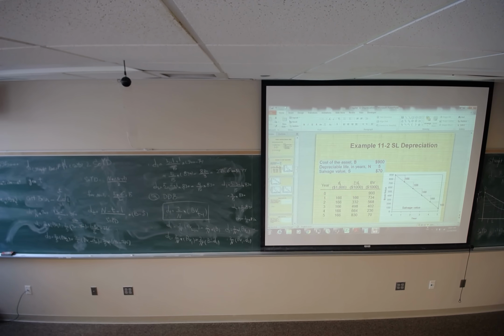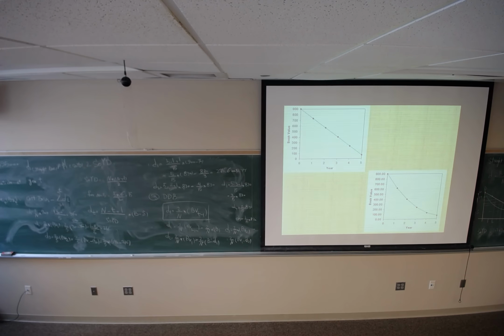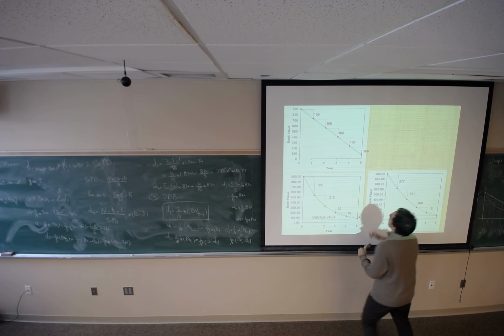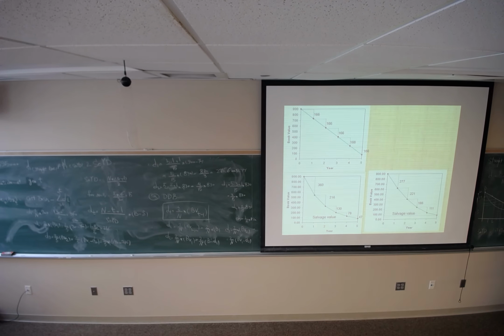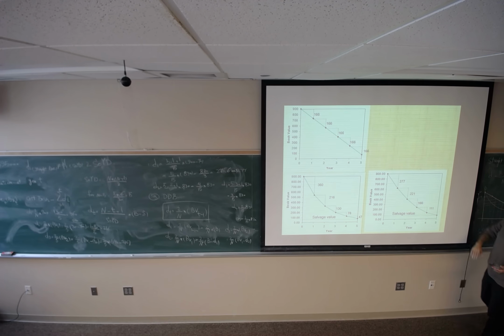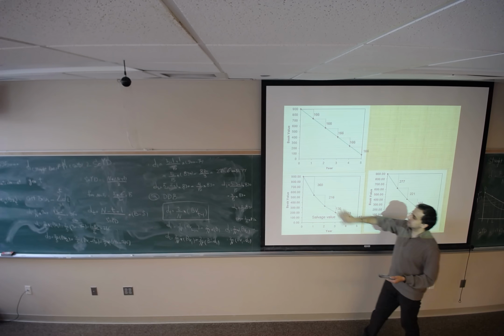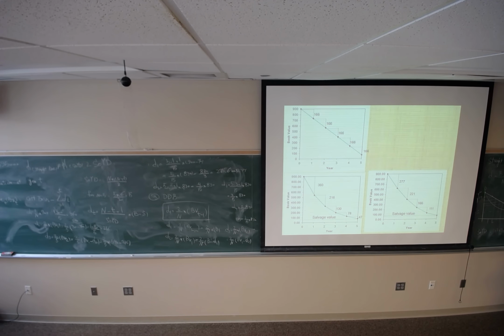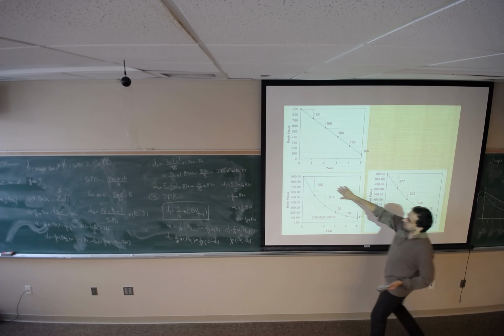So let's do a class activity. I have these three methods here for the examples that we did in the class. Straight line with this constant amount of $166. Sum of the years digit with 277, 221, 166, and 111. And this one is double declining balance, DDB, with these numbers.